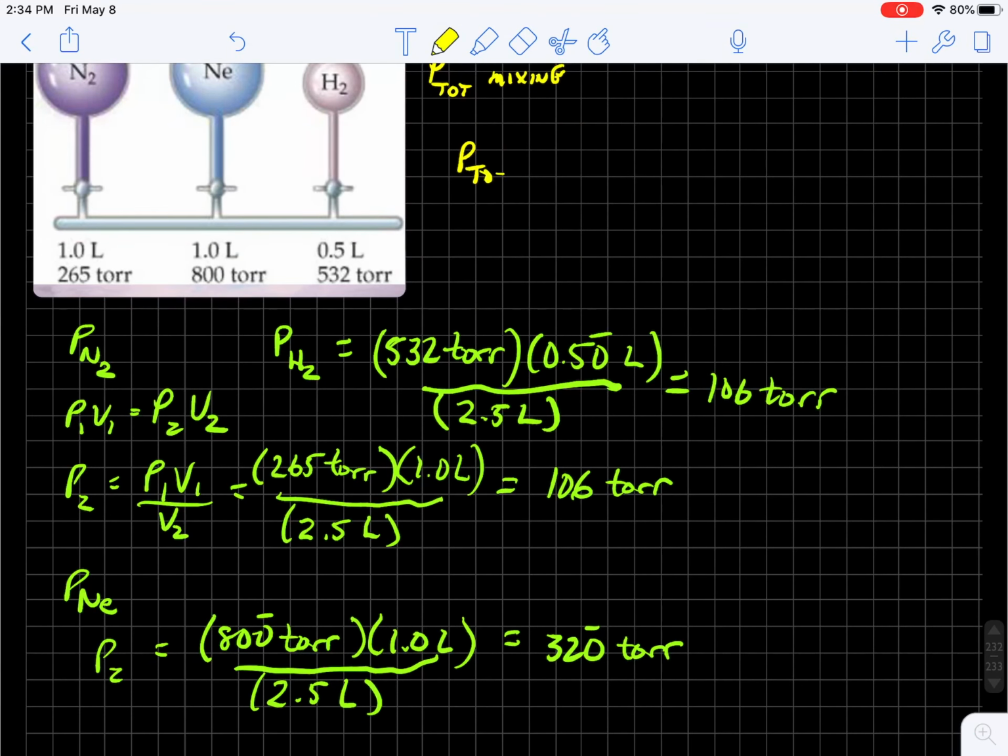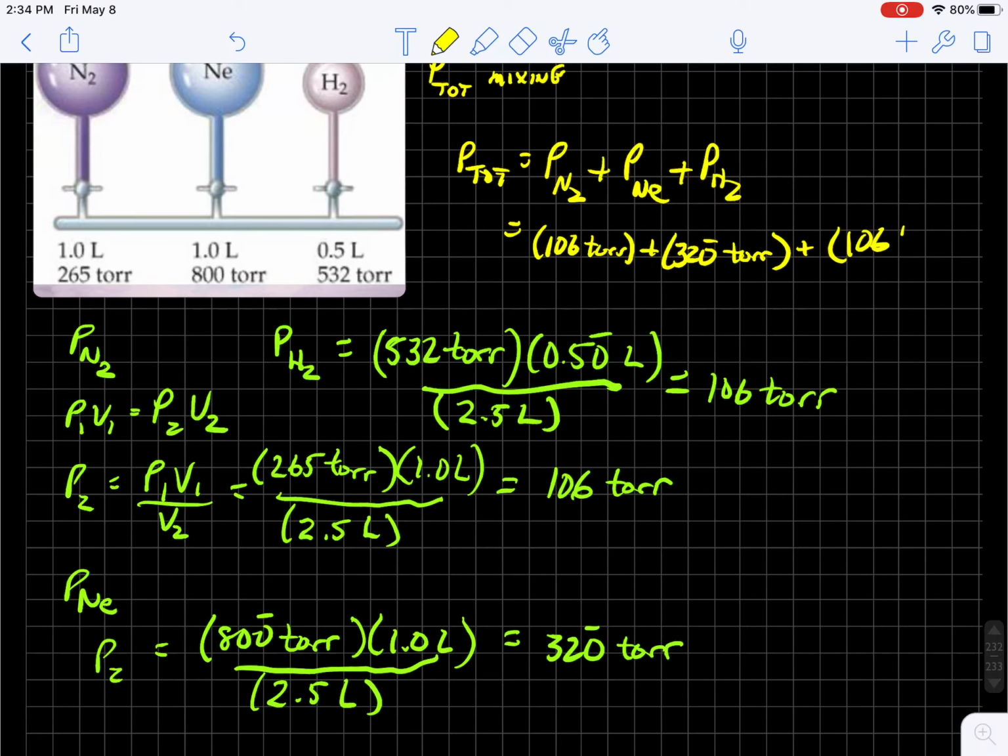All right, so now we can add them up. P total is going to be the new pressure of the nitrogen plus the new pressure of the neon plus the new pressure of the hydrogen, which is going to equal 106 torr plus 320 torr plus another 106 torr. So when we add that up, we get what? 212 plus 320, so 532.